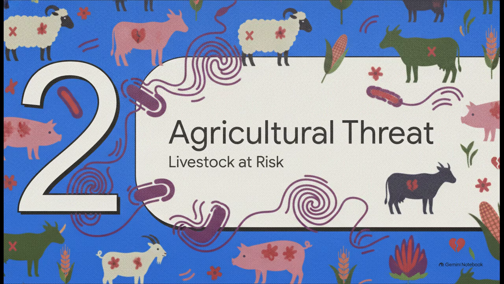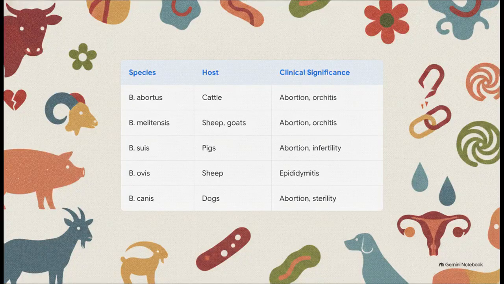Now that we know how it works on a cellular level, let's zoom out to the farm. Section 2. A threat to agriculture. Livestock at risk. If you look here, you'll notice a pretty grim pattern. Whether it's abortus in cattle, melitensis in sheep, or canis in dogs, these bacteria act as indefinite reservoirs for disease. Across the board, they cause absolutely devastating reproductive ruin. We're talking abortions, orchitis, severe infertility, and sterility. Each Brucella species tends to target a specific animal host, acting as a highly specialized agent of agricultural destruction. In endemic areas, this completely decimates herd fertility and drastically tanks milk production.